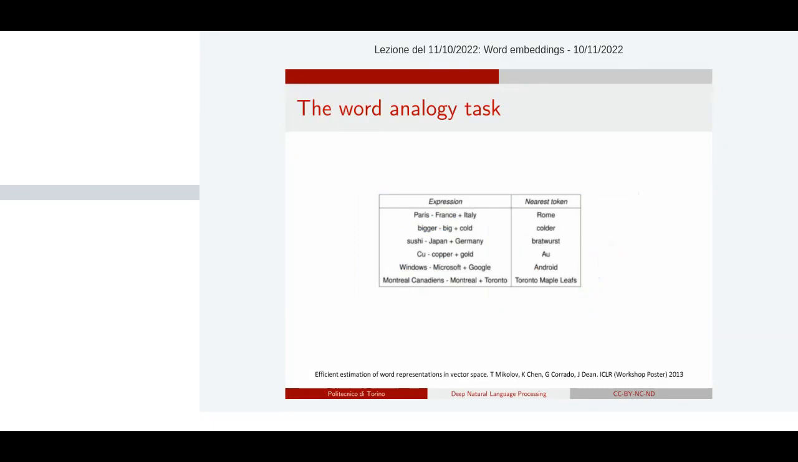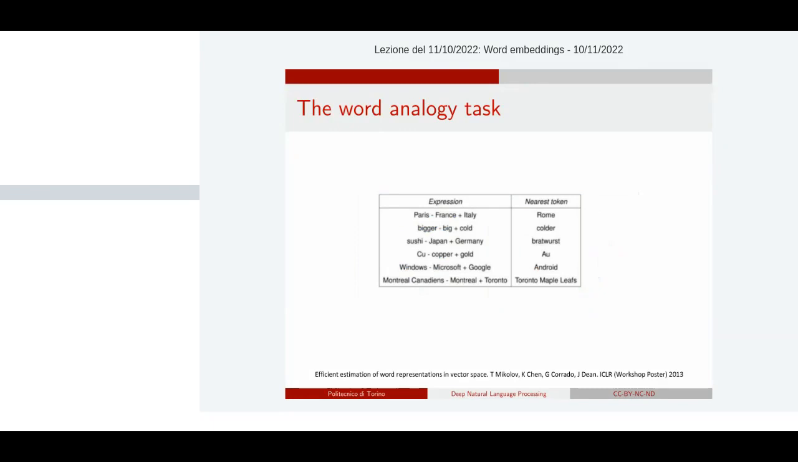The authors of the paper have tried to apply such a procedure to solve many different examples. These are examples taken from the paper, where they try, for example, to compute the difference between Paris and France, and then they sum Italy, and the nearest word in the space was Rome. You can do this, for example, for Windows: you subtract Microsoft, you sum Google. These are 3 vectors. You sum and subtract component by component. You get a new resulting vector, which is not necessarily corresponding to an existing word, but the closest to the resulting vector is Android. So it makes sense.